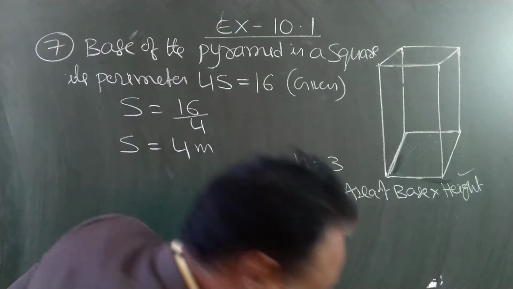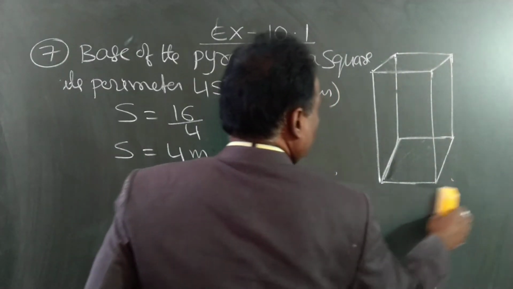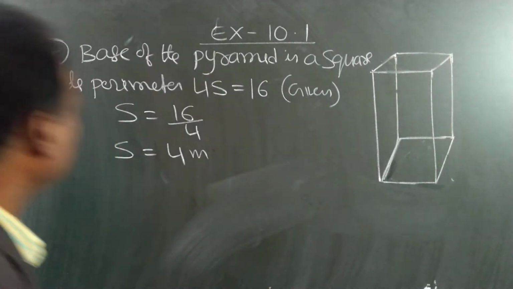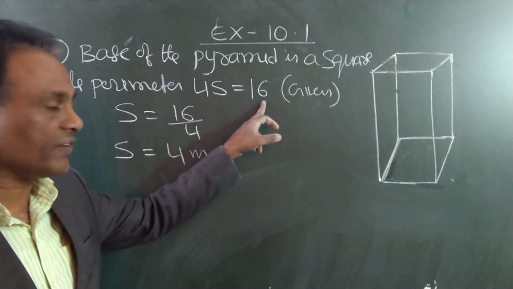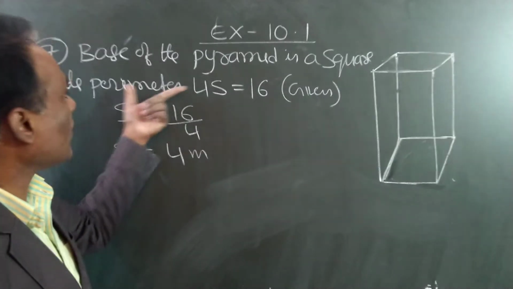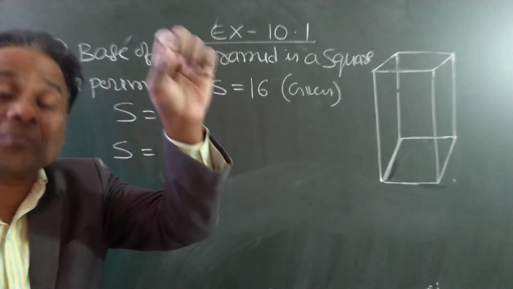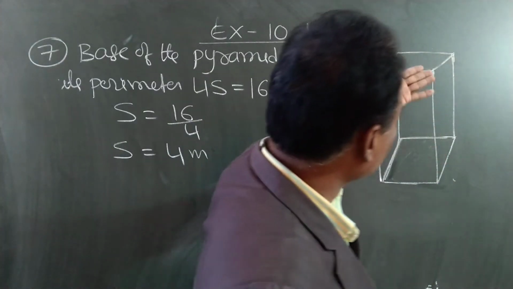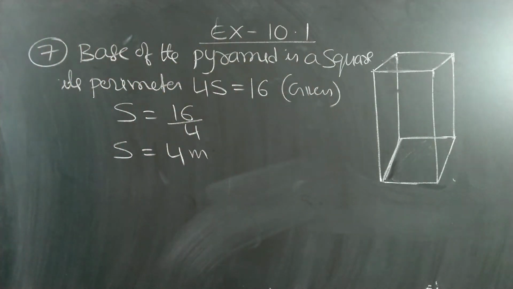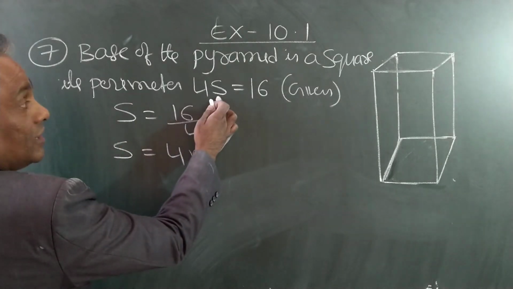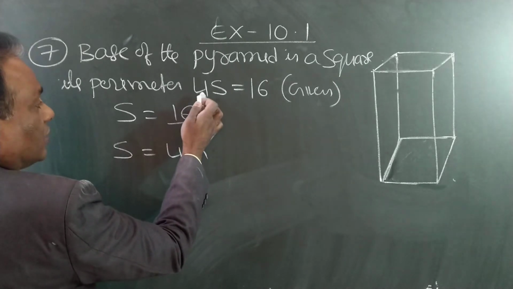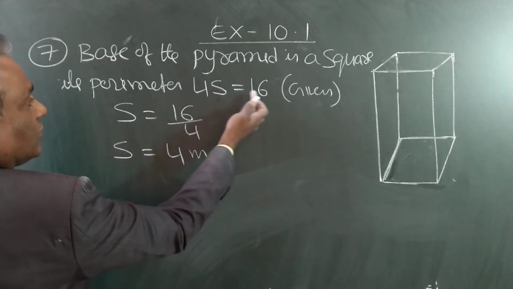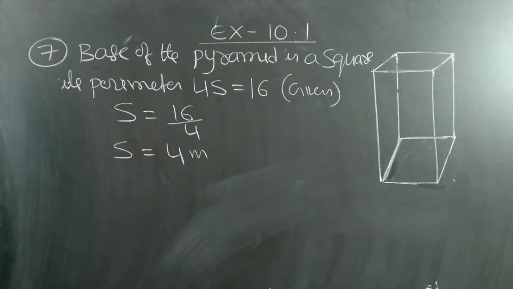See here, the perimeter of this square, formula 4 into side, is given as 16. Why did I use the square formula? Because it is given that it is a square pyramid. We know this formula, we studied it in the 6th, 7th and 8th classes. 4 into side is equal to 16, so 16 by 4 is 4. S is equal to 4.